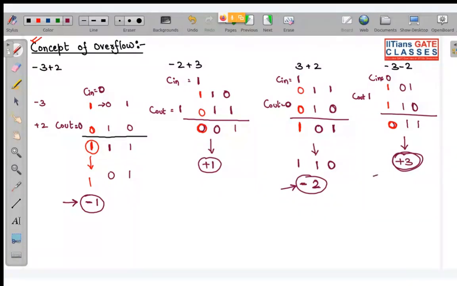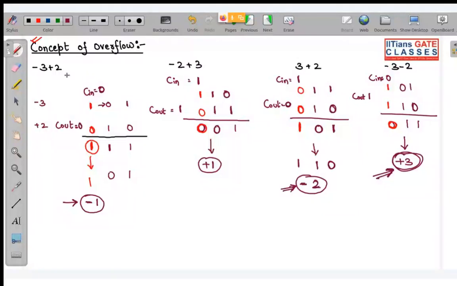Can you tell me actually what is happening in these two cases? What is happening? What is happening in these two cases? Anyone want to take a guess?